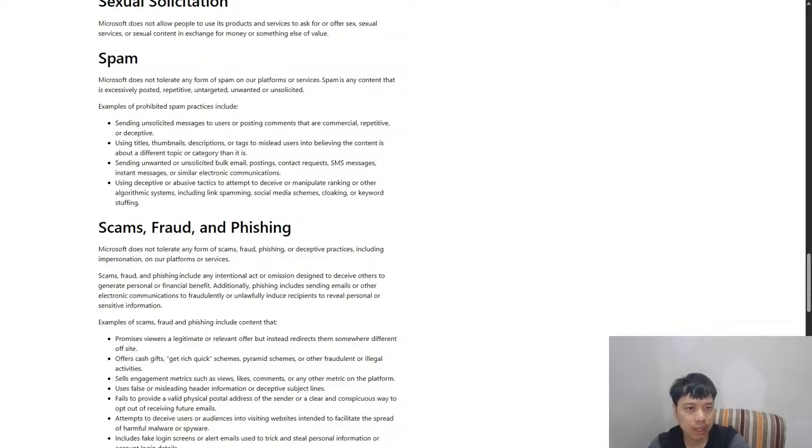Spam. Microsoft does not tolerate any form of spam on our platforms or services. Spam is any content that is excessively posted, repetitive, untargeted, unwanted, or unsolicited. Examples of prohibited spam practices include sending unsolicited messages to users or posting comments that are commercial, repetitive, or deceptive. Using titles, thumbnails, descriptions, or tags to mislead users into believing the content is about a different topic or category than it is.